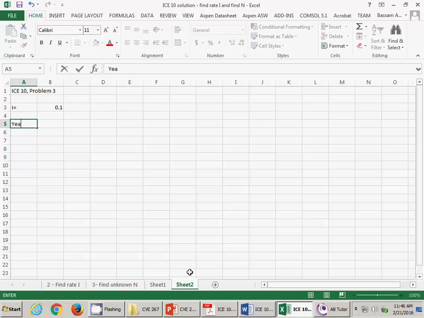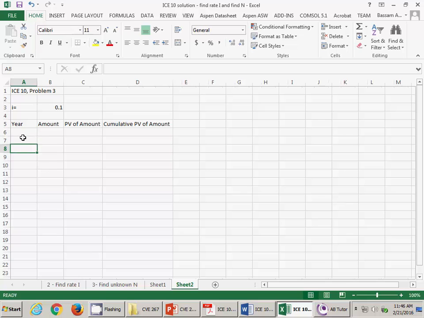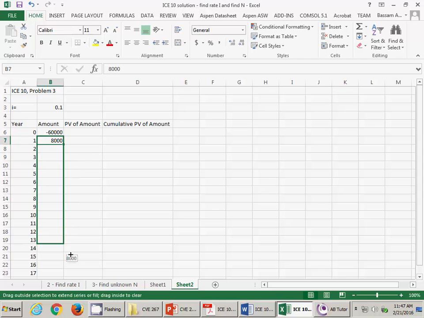And I'm going to have a year, an amount, a PV of amount, and then I'm going to have something called cumulative PV of amount. It's much better just to watch on this one. Don't try to follow along. Okay, so the years are going to be 0, 1, 2, and it continues for a while. Now the amounts: paying $60,000 to buy this item and then receiving an income of $8,000 for an unspecified number of years.